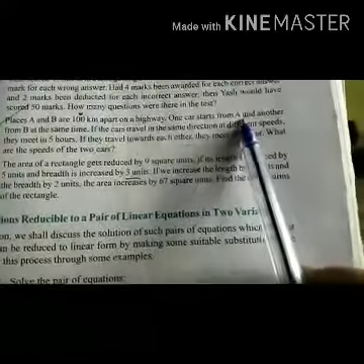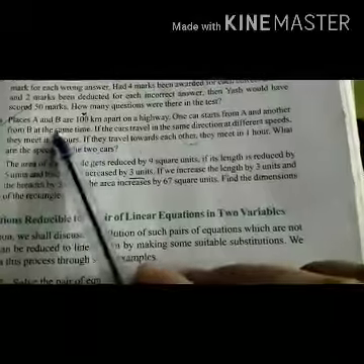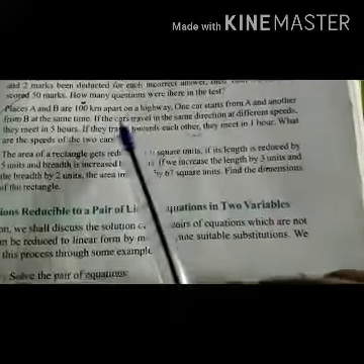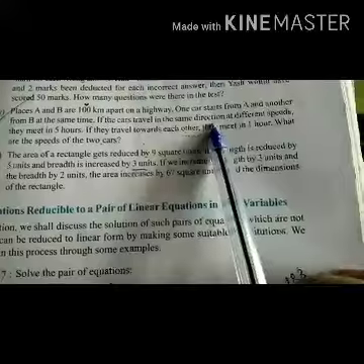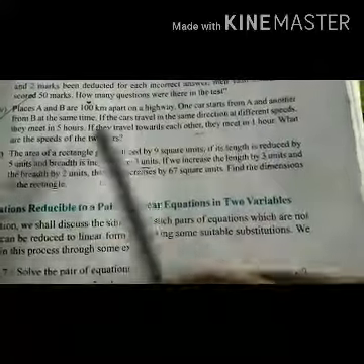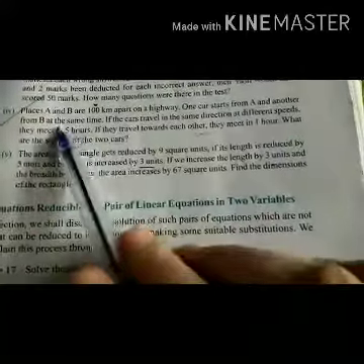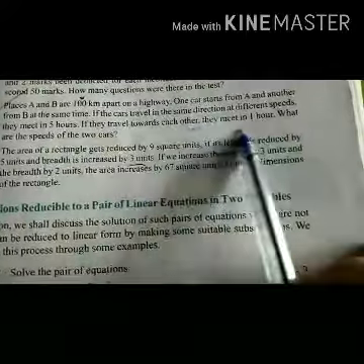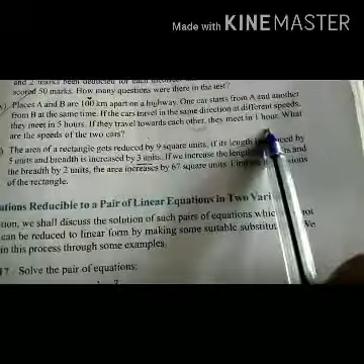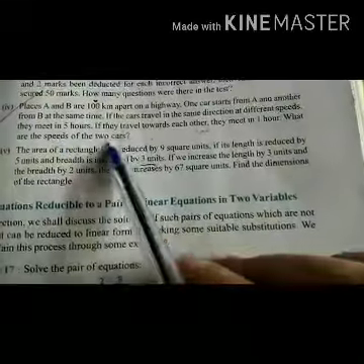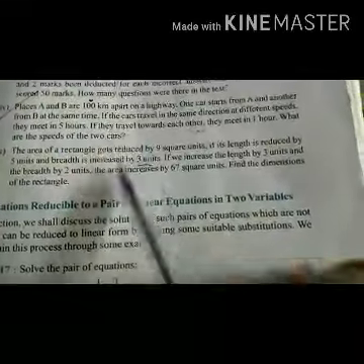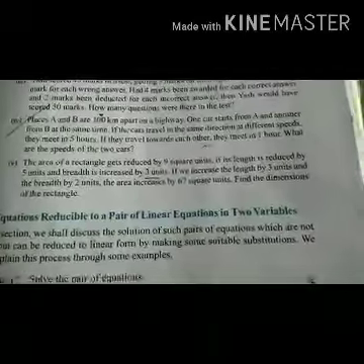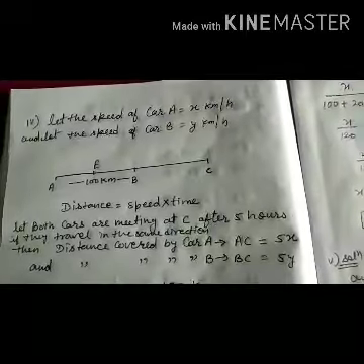One car starts from point A and another from B at the same time. If the cars travel in the same direction at different speeds, they meet in 5 hours. If they travel towards each other, they meet in 1 hour. So what are the speeds of the two cars? Okay, students, now this is the solution of this question.